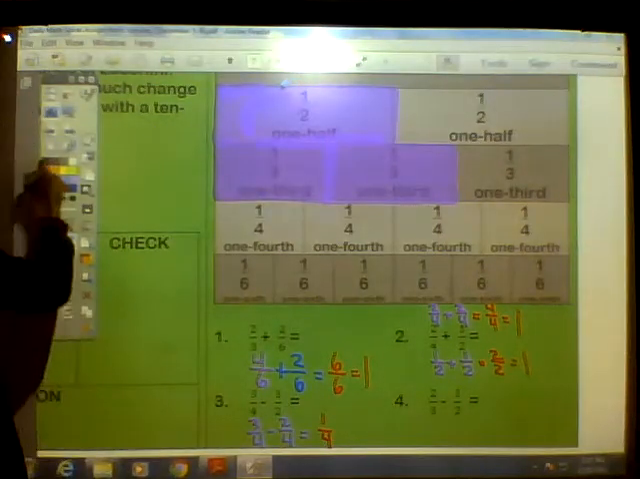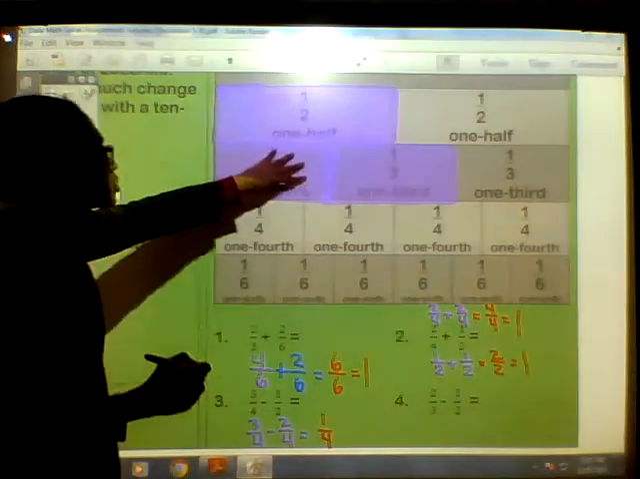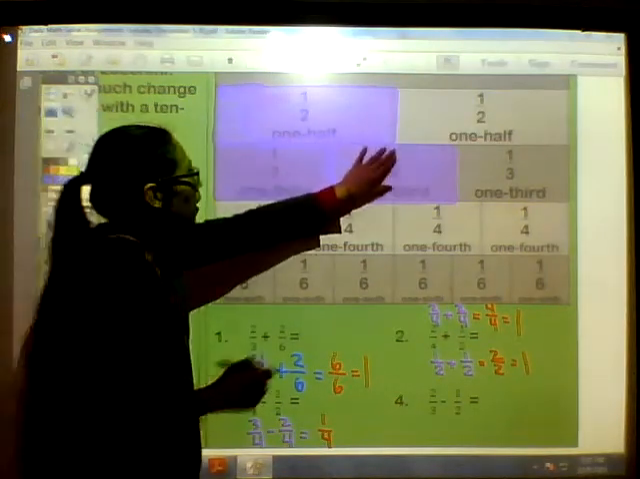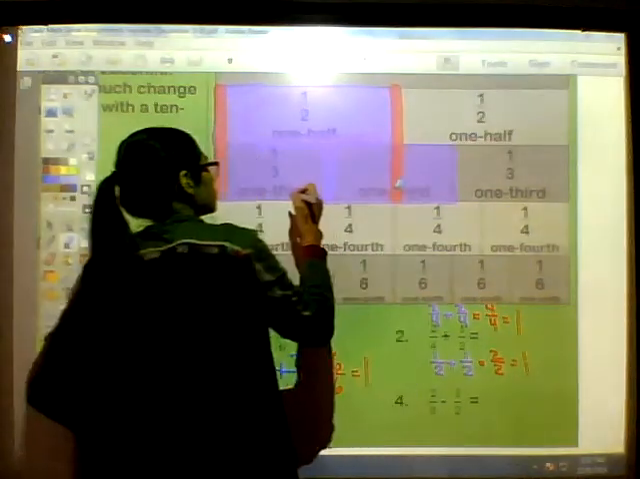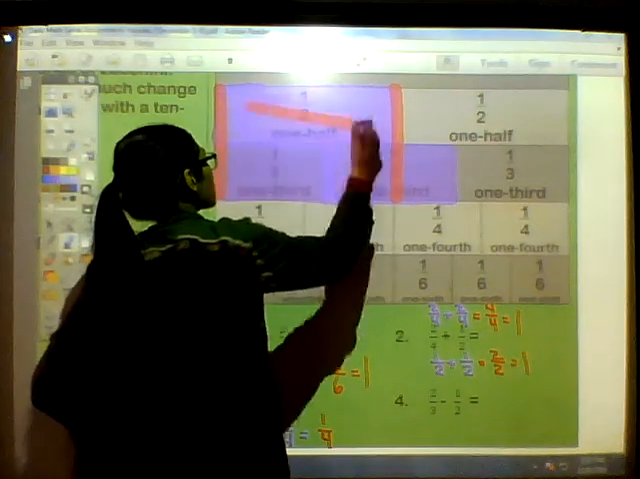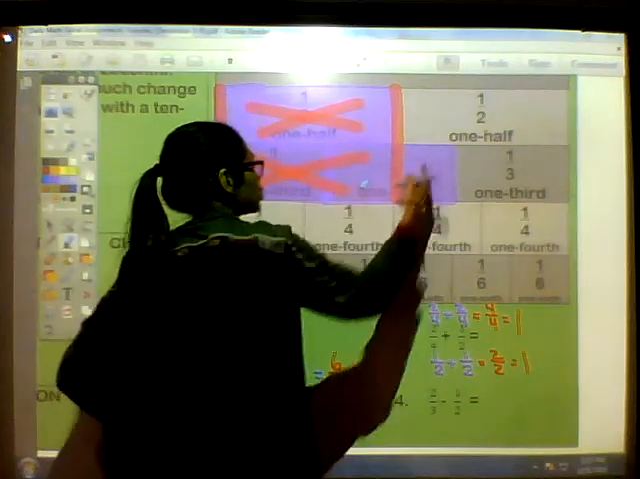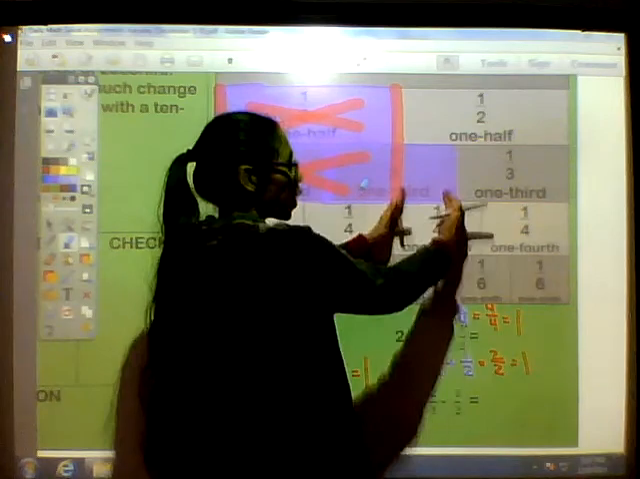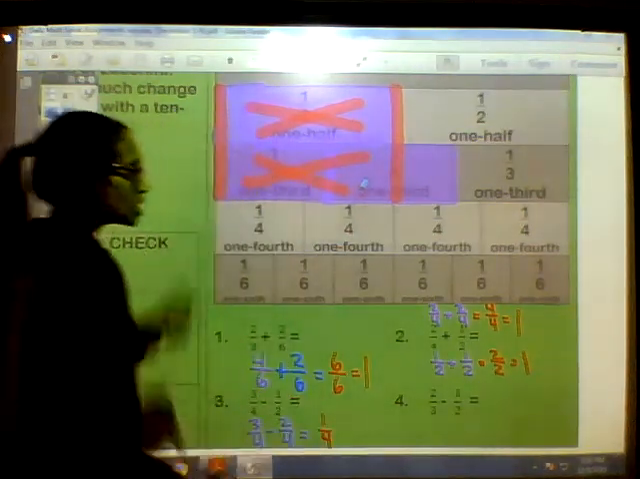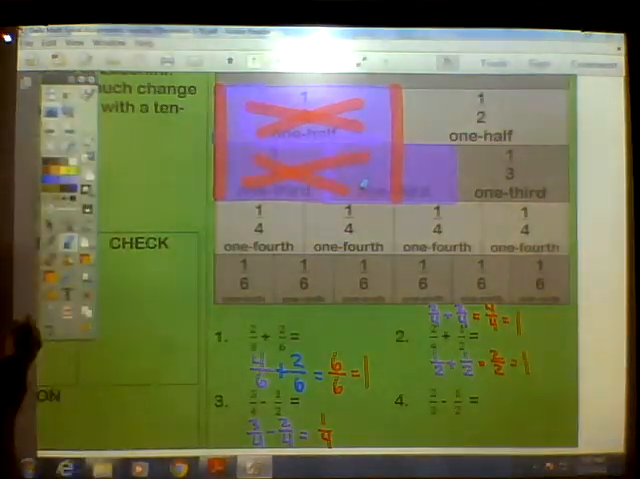Let me show you. Do you see this 1/2 and 2/3? If I take this away, and cross that out because we're taking that away, do you see what's left right here? What is that the same as? 1/6. Yes, 1/6. But I'm going to show you how to use equivalent fractions, okay?